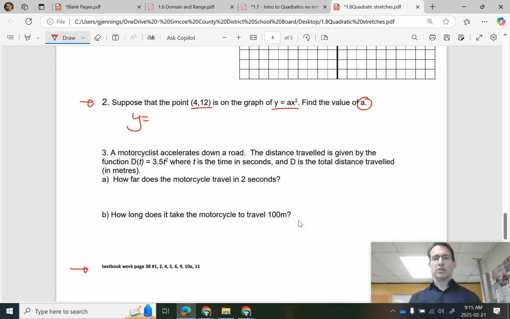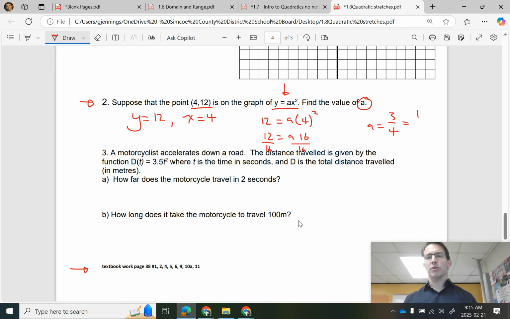For y and x: y equals 12, x equals 4. So we have 12 equals a times 4 squared. I just substitute into that equation. 12 equals a times 16. Divide both sides by 16. A equals 3 on 4, which is the simpler way of saying 12 on 16. That's the value of a, because this cancels. That's how that one goes.